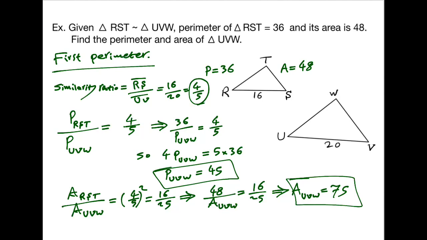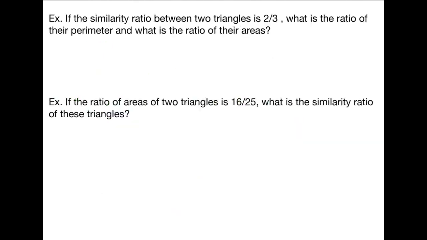So this example is a very important example. Just go over it one more time and try to solve it for yourself. In the next videos, I will try to give some more examples like this one and solve them for you. So the next example says, if the similarity ratio between two triangles is 2 over 3, what is the ratio of their perimeters and what is the ratio of their areas?